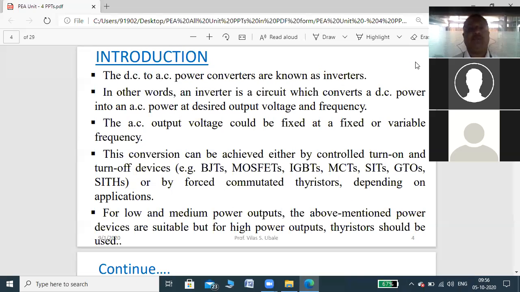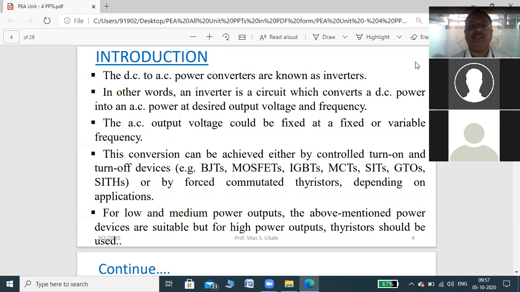Definition: DC to AC power converters are known as inverters. In other words, an inverter is a circuit which converts DC power into AC power at the desired output voltage and frequency. The AC output voltage could be fixed or variable frequency. This third line is important. Normally, the output voltage of an inverter is at a fixed or variable frequency.